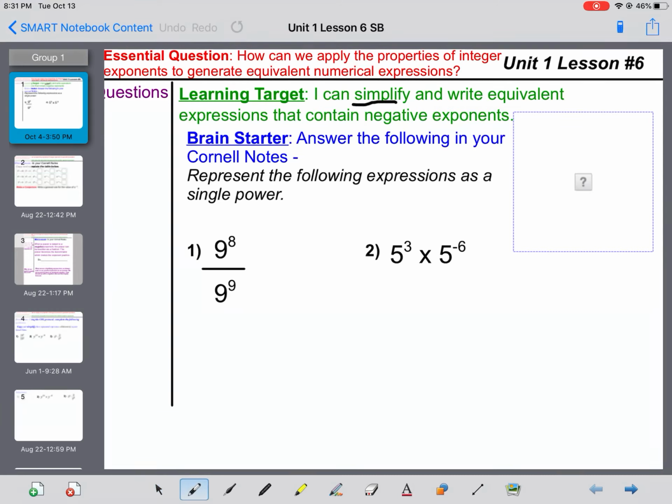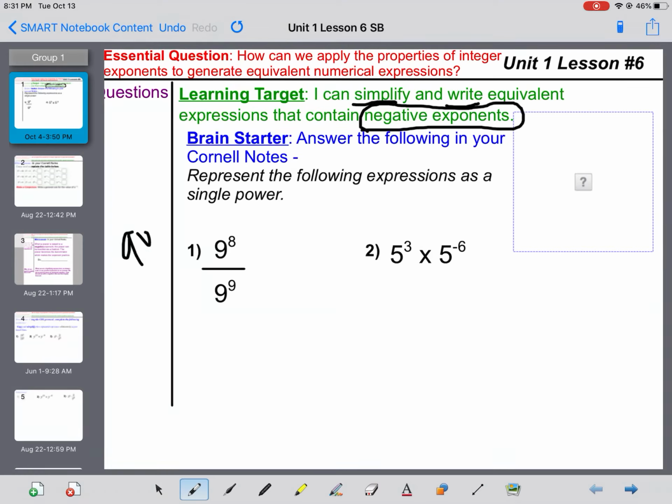The two verbs are going to be simplify. We're going to simplify expressions, and we're also going to write equivalent expressions. And today specifically, we're going to be learning about negative exponents and what we're going to be doing with those negative exponents. All right, the brain starter is us applying previous rules that we've learned.